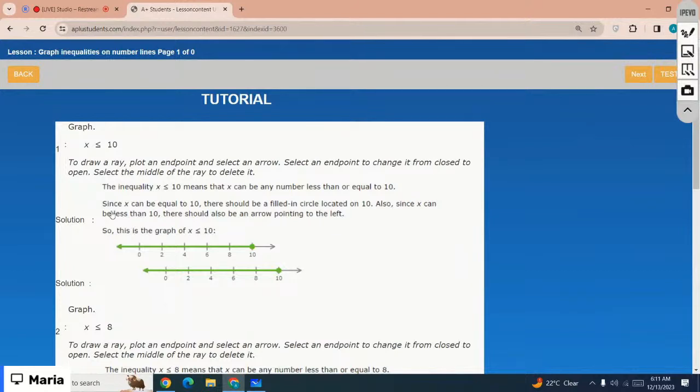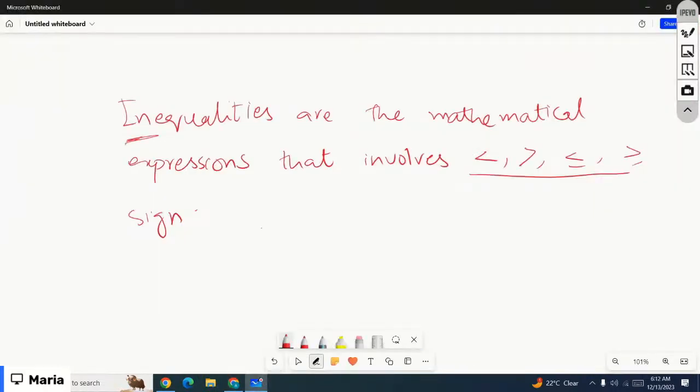Okay, so now we're going to learn how to graph inequalities on the number line, right? For example, let's start with the first example, x is less than or equal to 10. First of all, just understand the inequality. That means 10 is a solution of the inequality and all the numbers that are less than 10. So how do we graph the inequality x is less than or equal to 10?